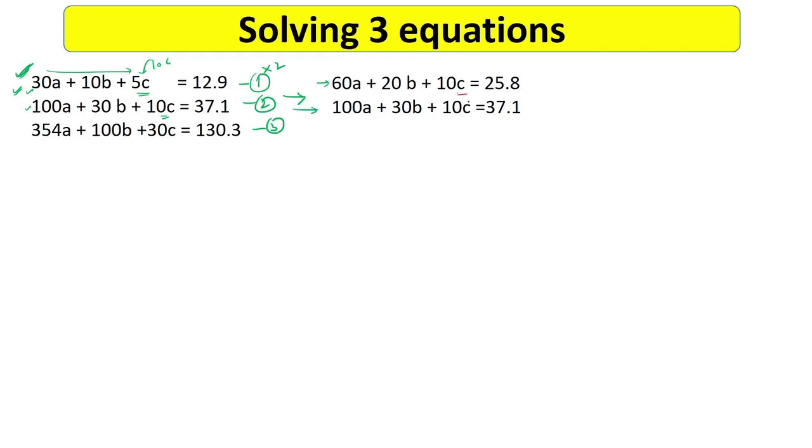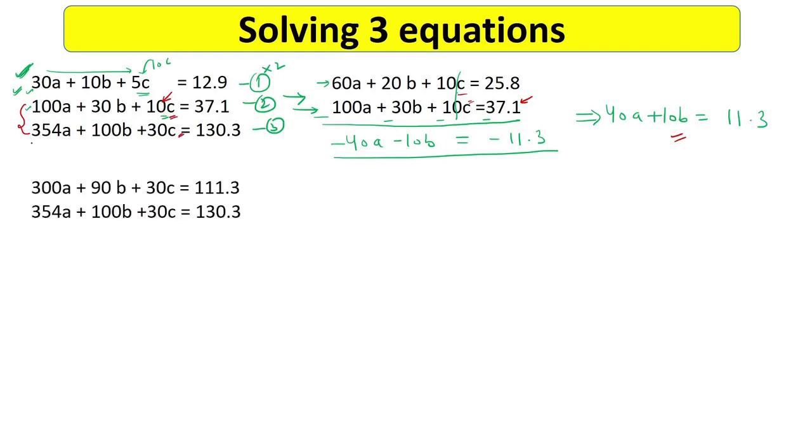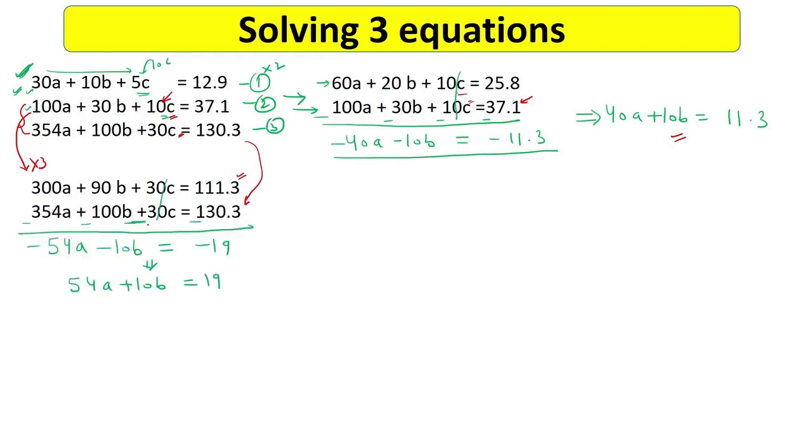Here you can see we have 10c and 10c, so we can subtract, or change the sign of this second equation. After changing the sign, the 10c is cancelled, and finally we have an equation in terms of a and b. In the same way we can solve these two equations. Here we can multiply the second equation by 3, so that 30c and 30c will be cancelled out. I have multiplied this equation by 3, and we have got this, and this is the third equation as such. We change the sign, 30c cancels out, and we got this equation.